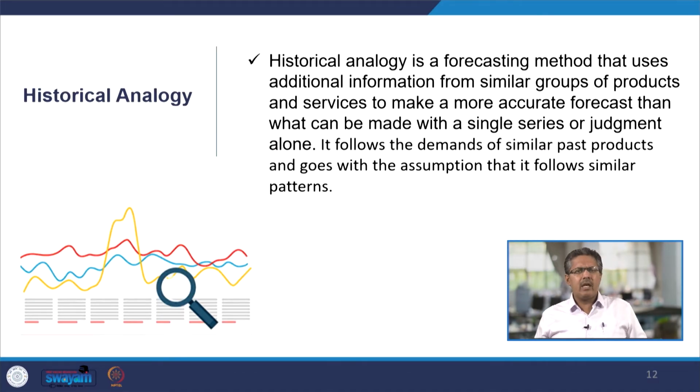Then we have historical analogy, another qualitative method. As you can understand from the words, historical analogy is a forecasting method that uses additional information from similar groups of products and services to make a more accurate forecast than what can be done with a single series or judgment alone. Now, what does it mean? It says that there might be cases when you do not have any demand or any data about a product. So, in such a condition, what is the best way?